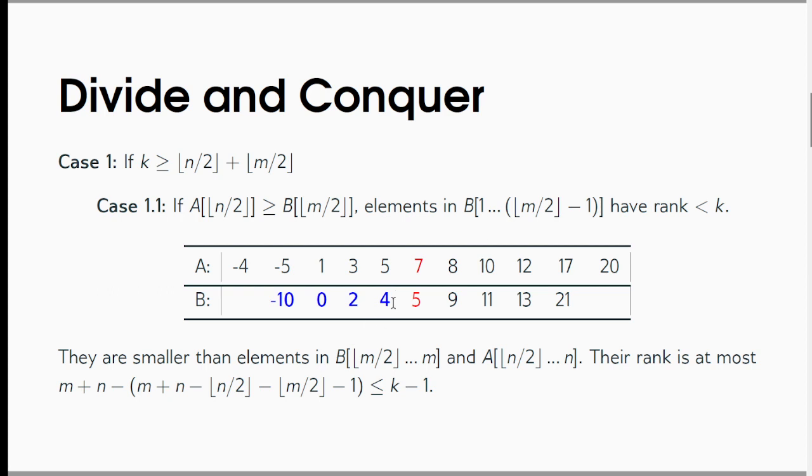then I claim that roughly the left half of B, B of 1 to m over 2 minus 1, have rank less than k. This is because these elements are smaller than half of B and half of A. Therefore, if you do the calculation, their rank is at most k minus 1. So you can feel free to pause the video and check the calculation.